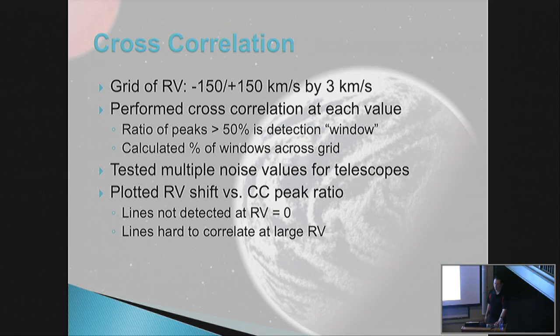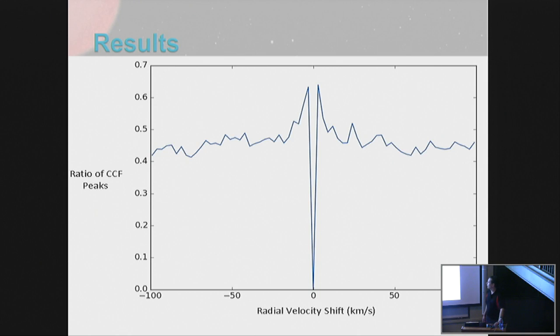And I plotted the radial velocity shift versus the cross-correlation peak ratio. Lines are not detected at the radial velocity of 0 because they will match exactly up with the Earth. And at large radial velocities, there are so many water lines in that area that it's hard to correlate them when they're so far apart from the original method. So this is a cross-correlation ratio at a noise of 5 parts per million. It's slightly asymmetric, mostly because of the noise, but also because the spectrum itself is not rotationally symmetric.